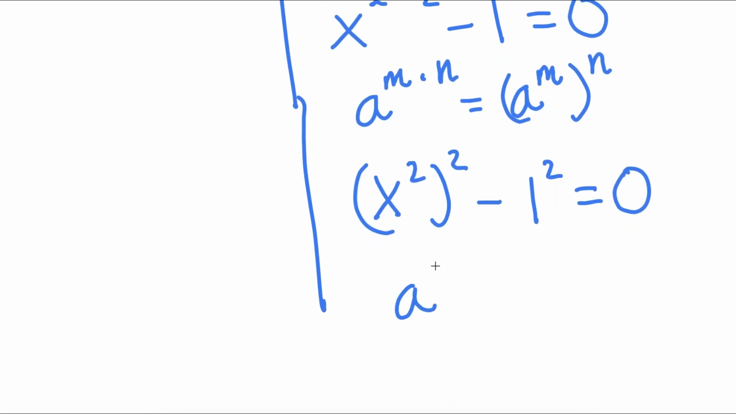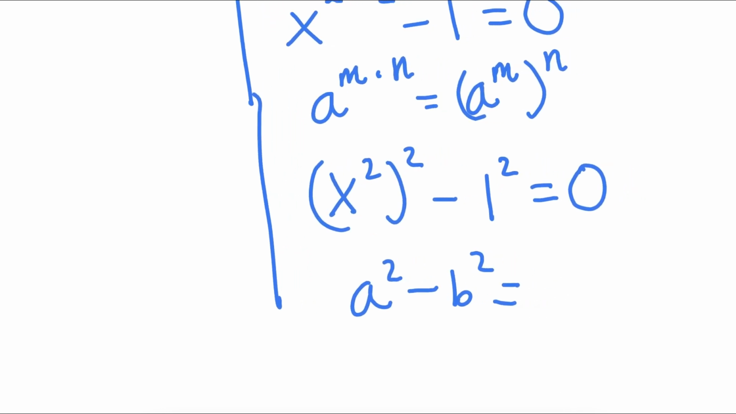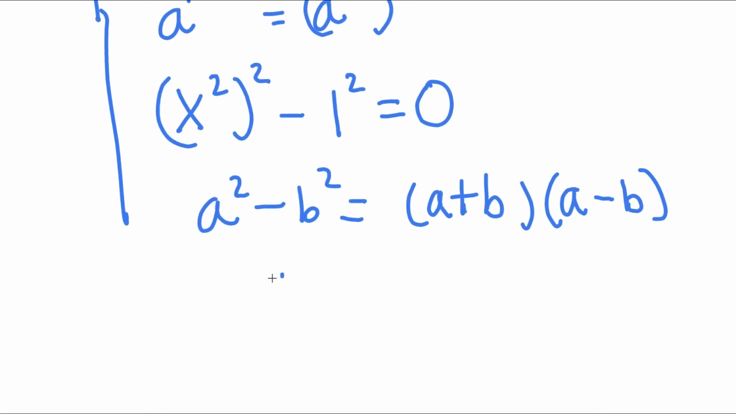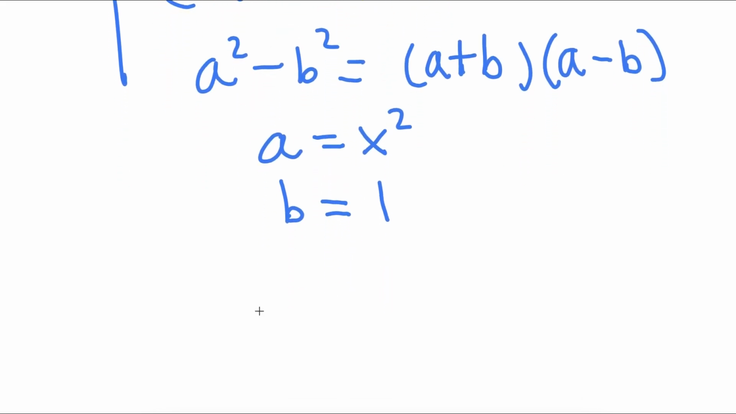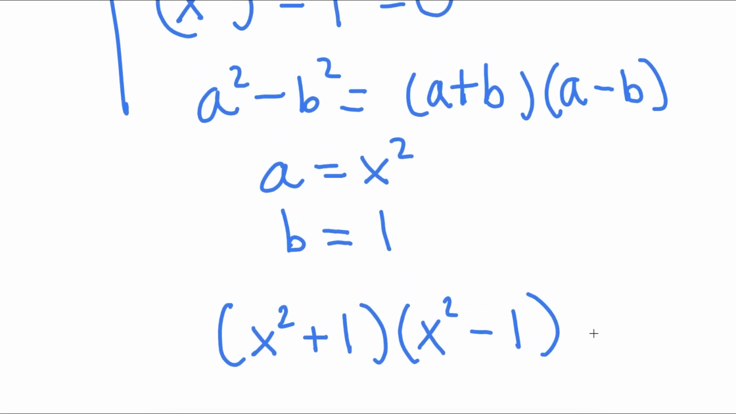And now if I have something in the form a squared minus b squared, this is equal to a plus b times a minus b. So in this case, a is x squared and b is 1. So now I have x squared plus 1 times x squared minus 1. And this is equal to 0.